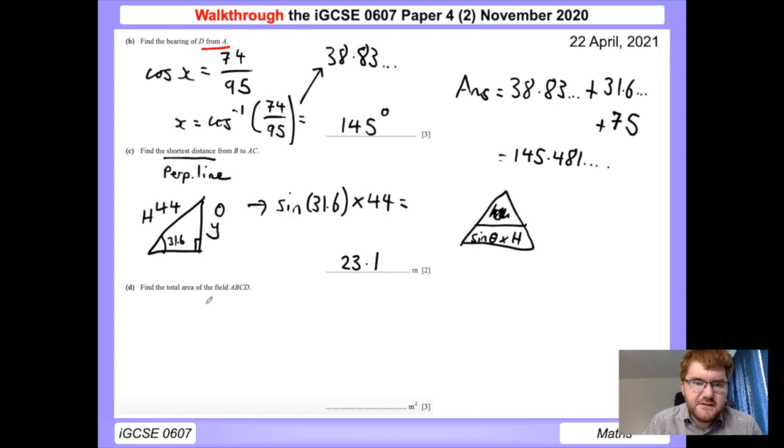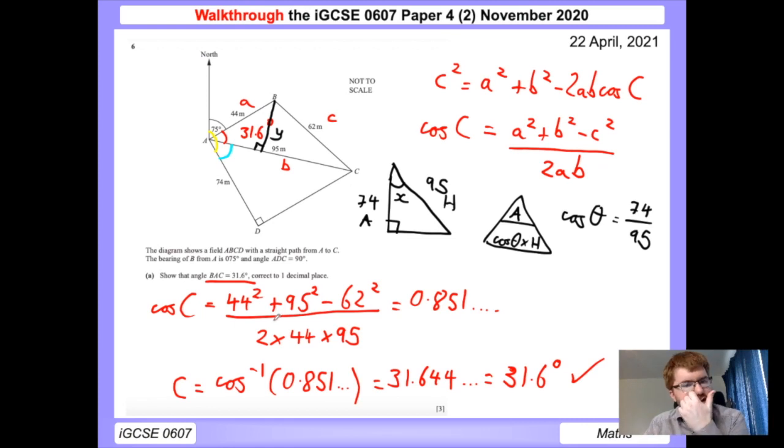And the last part is find the total area of the field ABCD. Essentially we've got a situation of two triangles. There are different ways to go about doing this. I think the easiest way is to use this side y, which we've worked out. Remember, the area of a triangle is equal to half base times height. So I'm going to label this 1 and 2, and I'm going to work out 1 first.